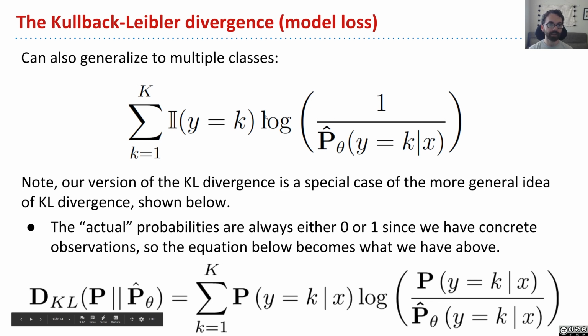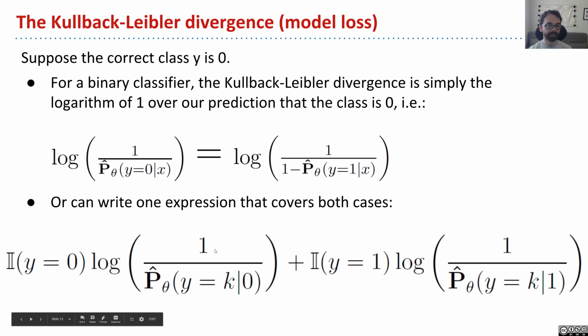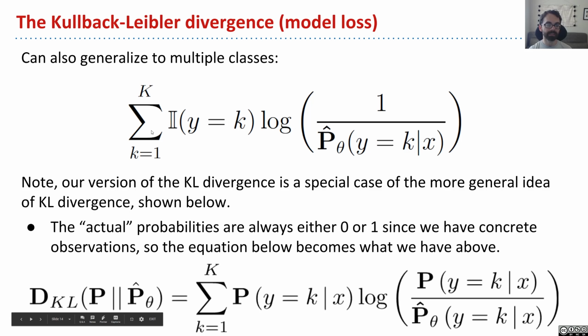Well, it's just an observation that we can generalize this idea to multiple classes. Say we had 5 classes. We would say the total loss is, we figure out which case we actually are. Whatever the actual class is for y, the indicator function picks that one up, and it's just log of 1 over the probability that our model says that the correct class is k. So this is a more general way of writing this if we had multiple classes.